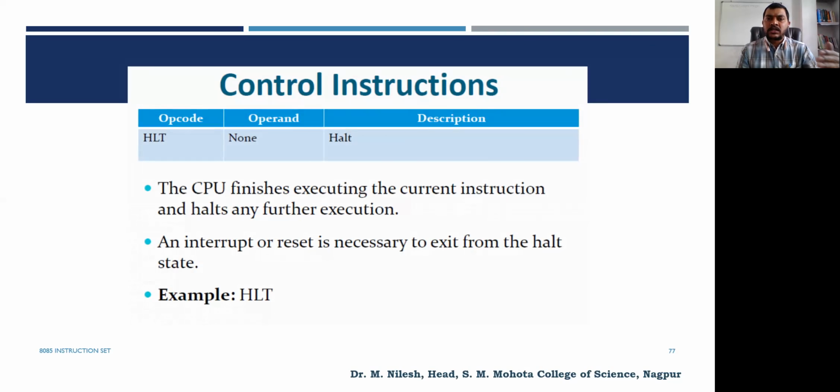Then the halt instruction, we have already used this halt, which finishes the main program, right? Which stops processing the main program. So that is called as the halt. Now what it actually does is, an interrupt or reset is necessary to exit from the halt state. तो एक halt state से बाहर निकलने के लिए हमको क्या करना पड़ता है? Escape या interrupt प्रेस करना पड़ता है, ये. So these are control instructions.